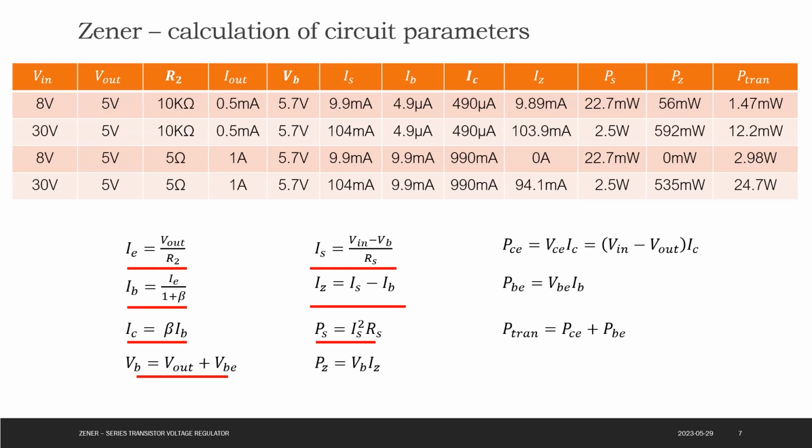PS is equal to IS square into RS. PZ is equal to VB into IZ. PCE is equal to VCE into IC. PBE is equal to VBE into IB. Power loss in the transistor is equal to PCE plus PBE.